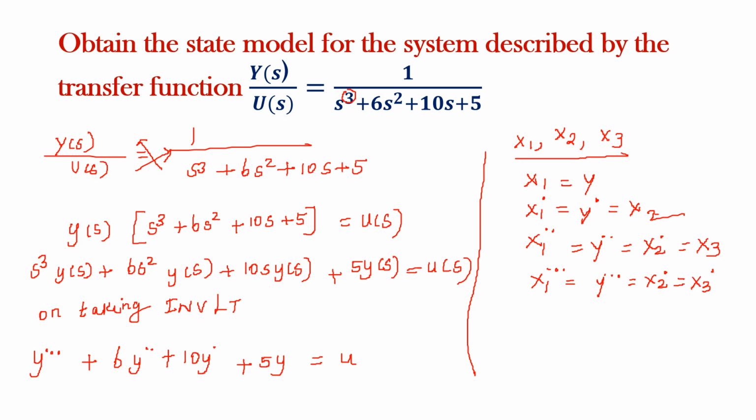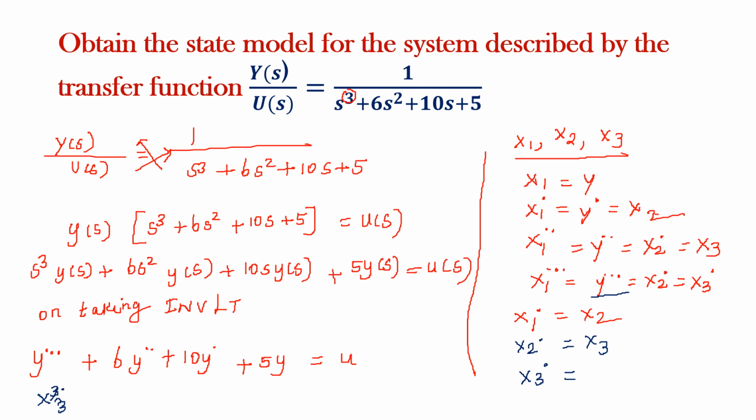Now we will get three equations. x1 dot equal to x2. Next x2 dot equal to x3. And next we have to find the x3 dot value. We are going to find x3 dot from this equation. So what is y triple dot? Y triple dot equal to x3 dot.